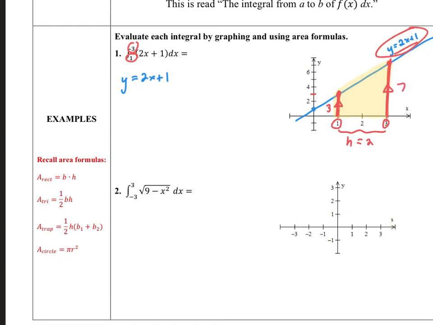And now I'm ready to use my area formula for a trapezoid. So it's 1/2 times the height, which is 2, times the sum of the bases, which is a 3 plus 7. And I get my final answer here is a 10. So the value of that integral is simply 10.